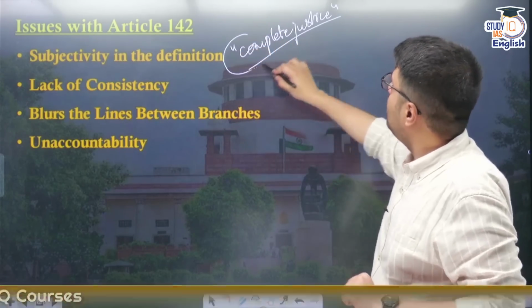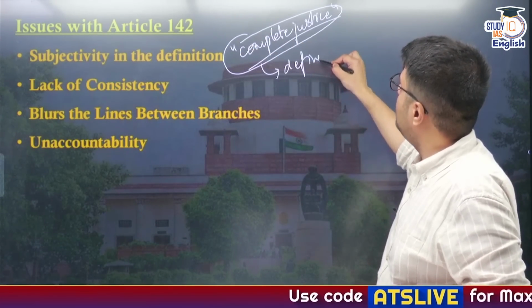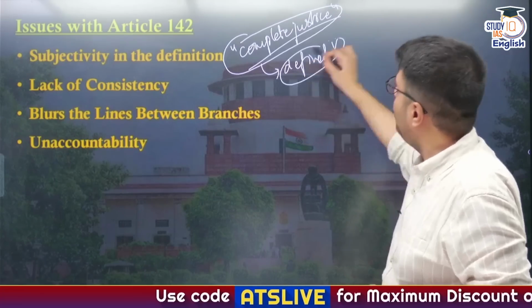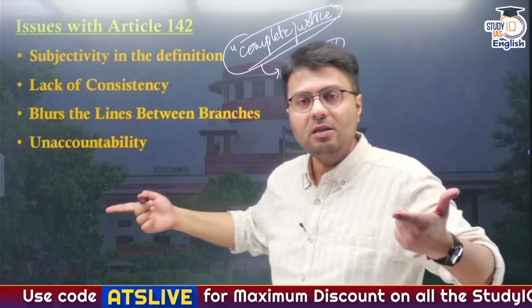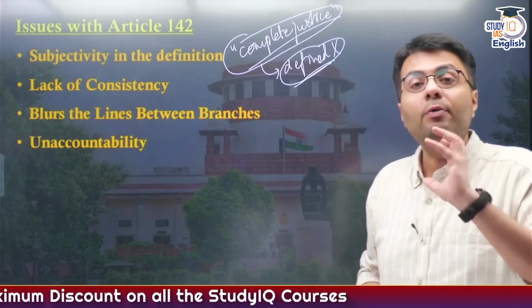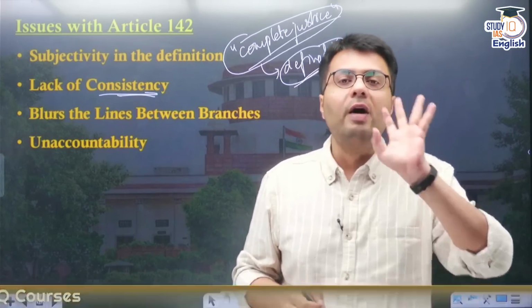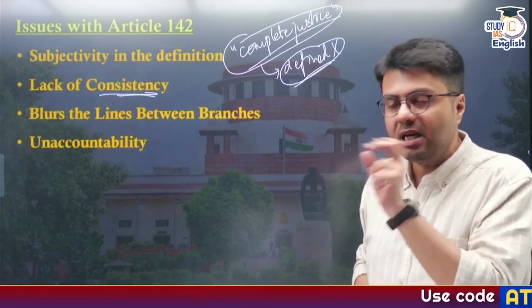So that is why this word complete justice is not defined in the Indian Constitution. And when there is not a defined version of what is complete justice, it can be subjected to individual interpretation. This can be quite subjective, and that is why you will see that the application and the use of Article 142 has been somewhat inconsistent.